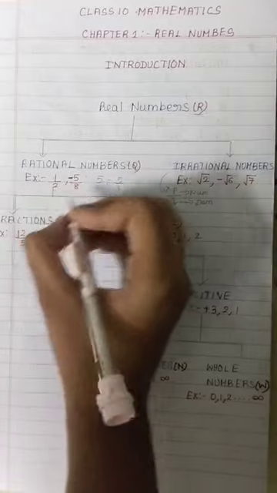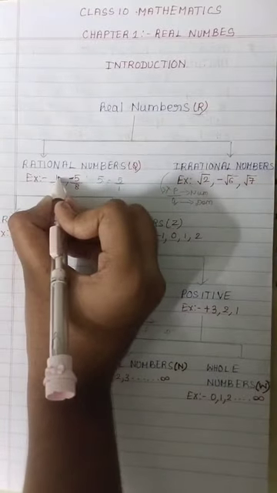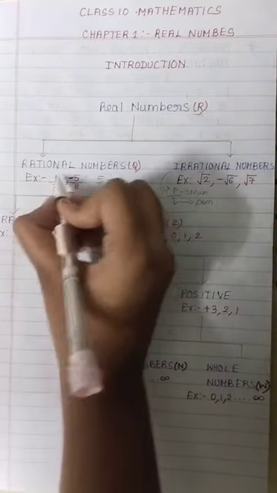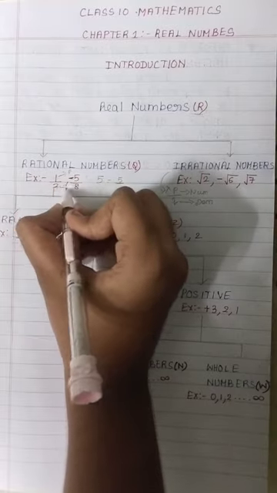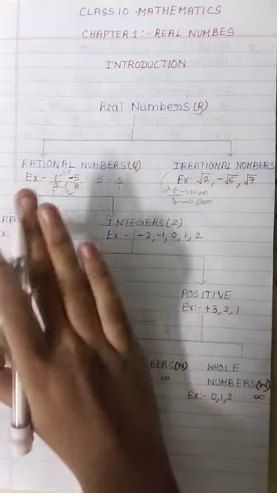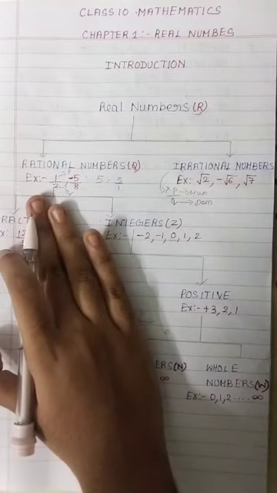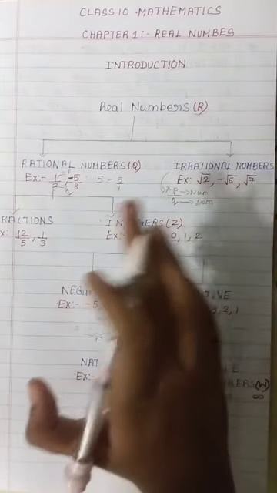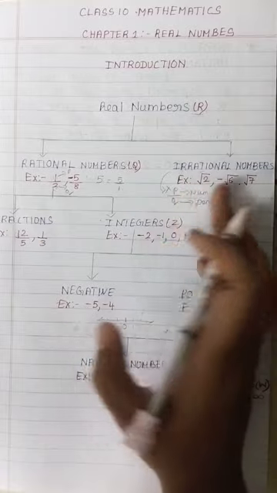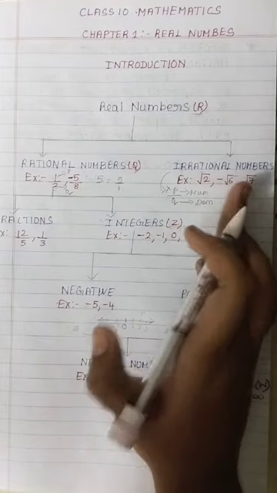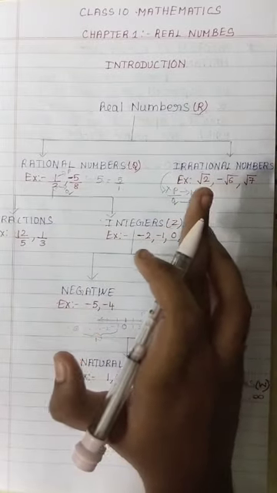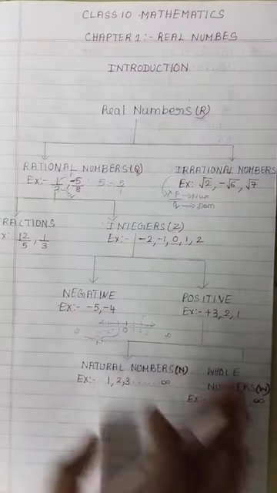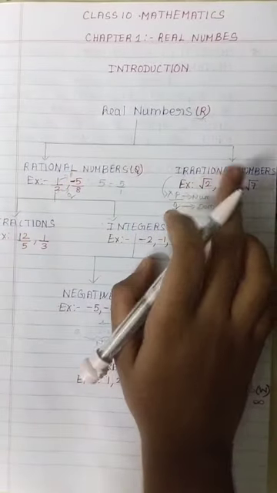Whereas in rational numbers, we can express it, right? Like 1 by 2, it is in the form of P by Q. So in rational numbers, we can express in the form of P by Q, whereas in irrational numbers, we cannot express in the form of P by Q, and they can be either positive or negative. Clear? So all these come under rational, and this is irrational.